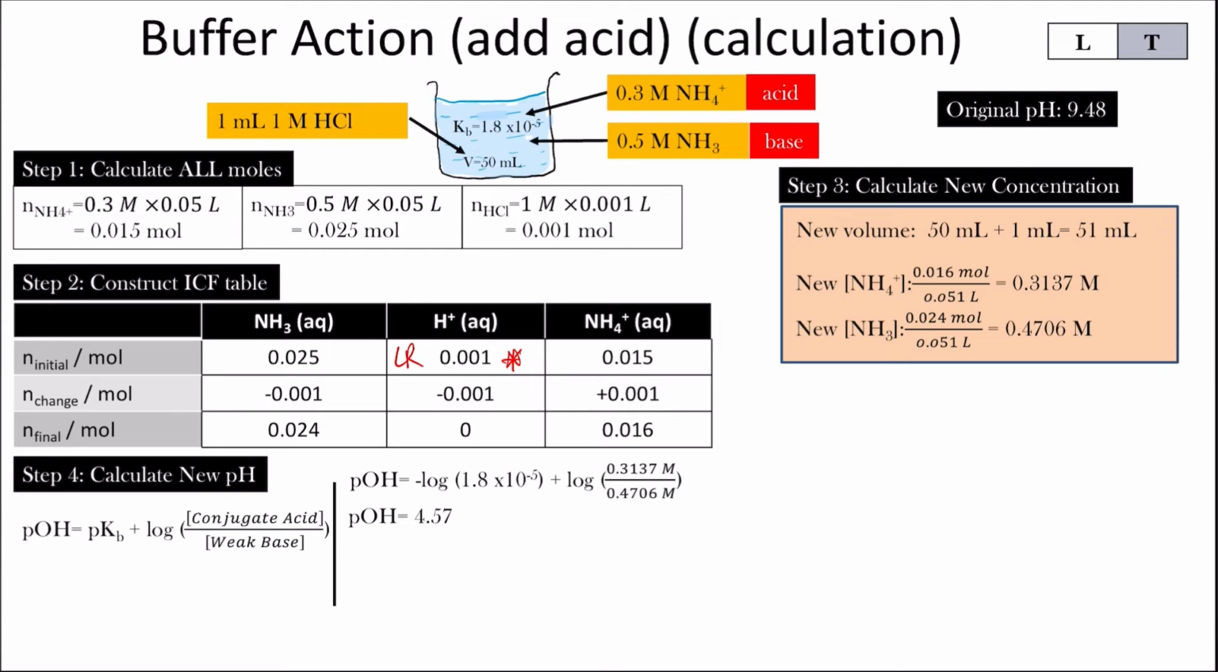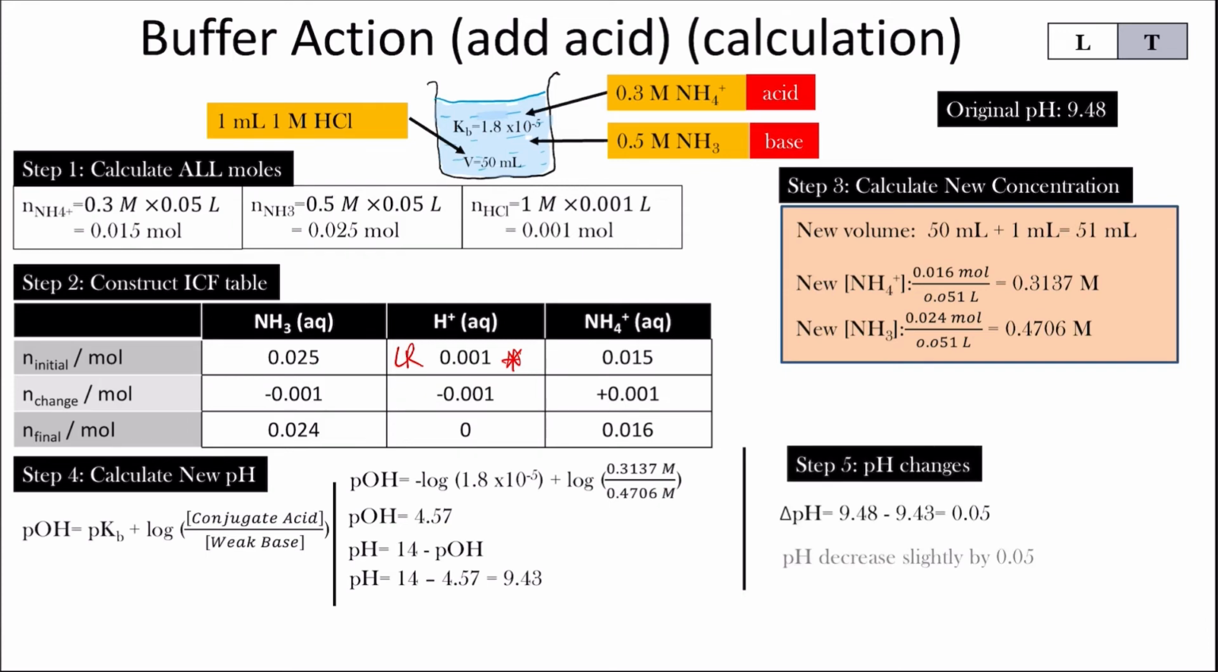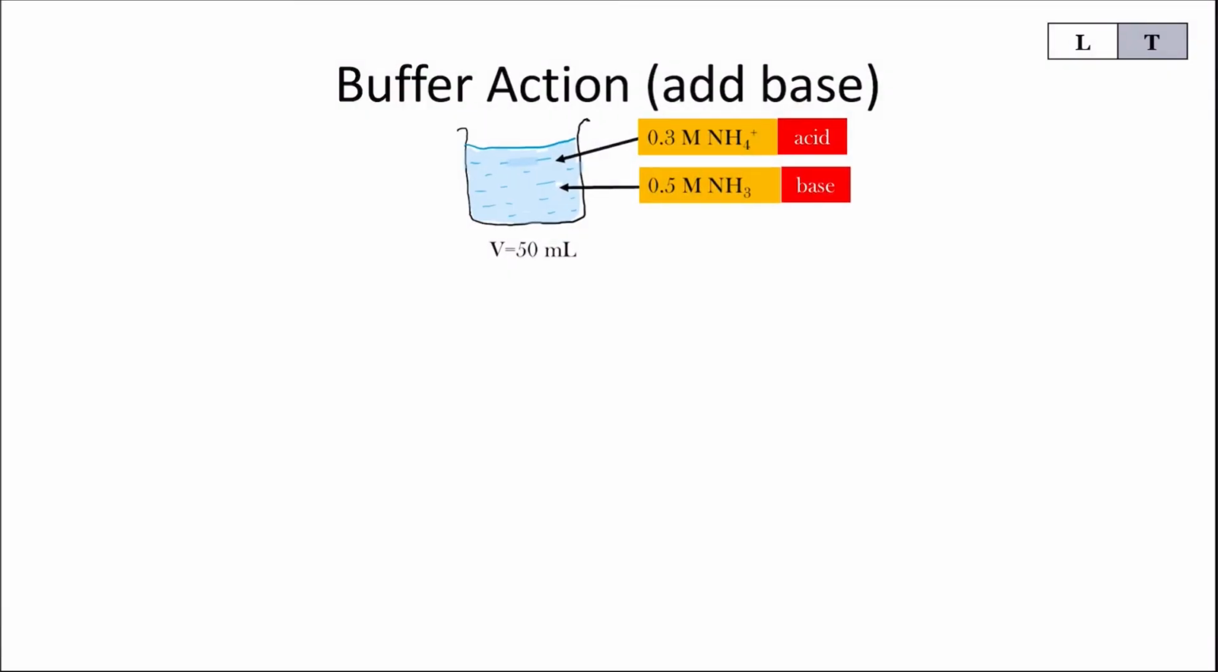Yang kita nak adalah pH, so I'm going to use this expression untuk masukkan value dan awak akan dapat pH which is 9.43. So 9.43 adalah after addition. Original pH adalah 9.48. So bila kita tentukan step 5, the pH changes, awak akan nampak pH dia decrease slightly by 0.05. So ini adalah buffer action when you add strong acid dalam basic buffer solution. Now we go for the next part.